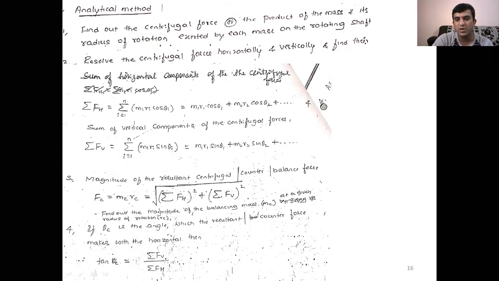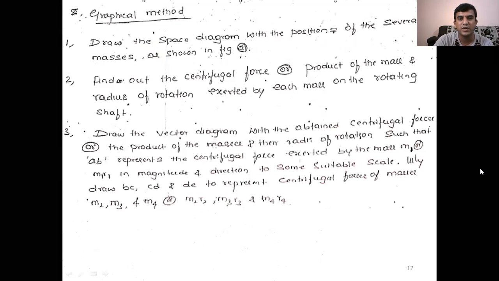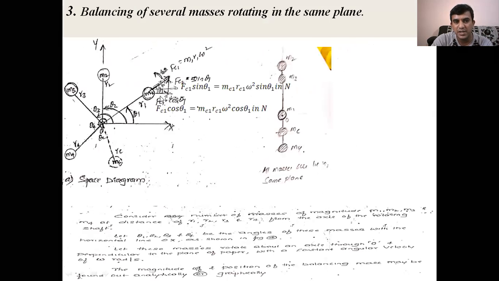As you know, how do you resolve the force horizontally and vertically? For the first mass, Fc1 is equal to m1 r1 omega square. Now resolve horizontally. What term will we get here? Hypotenuse multiplied by cos theta 1. For vertically, sin theta will come into the picture.